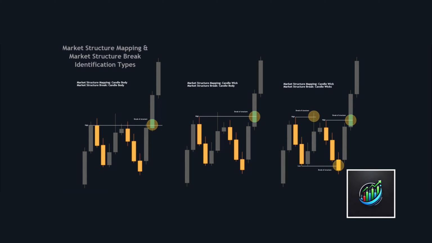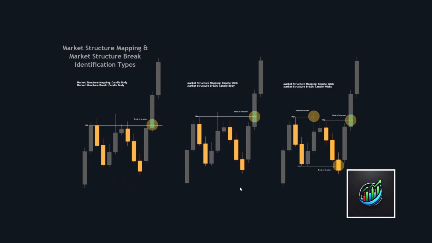And as a quick refresher, type number one, we're going to be mapping market structure using candle bodies, and we'll identify a break of structure using candle bodies. So a break of structure will occur when we get a break and close above or below a high or low.